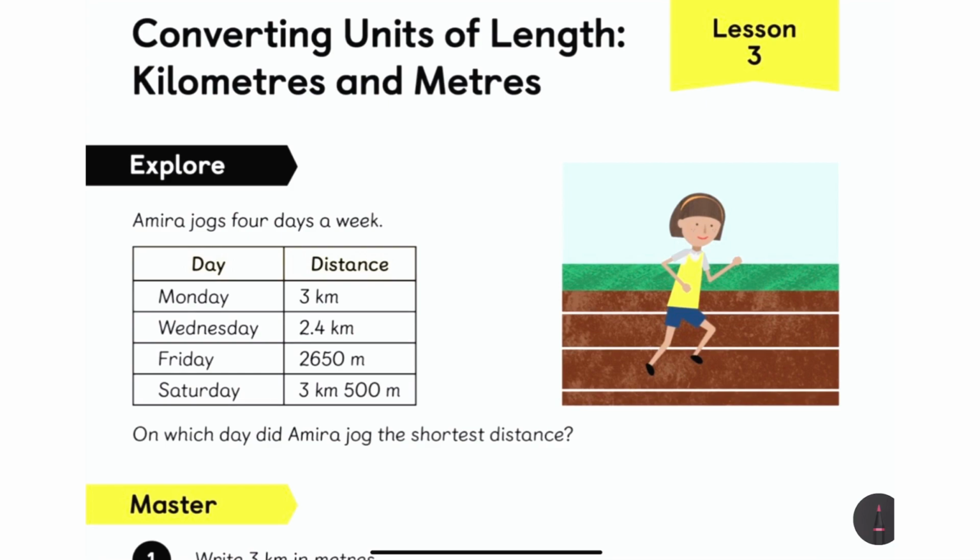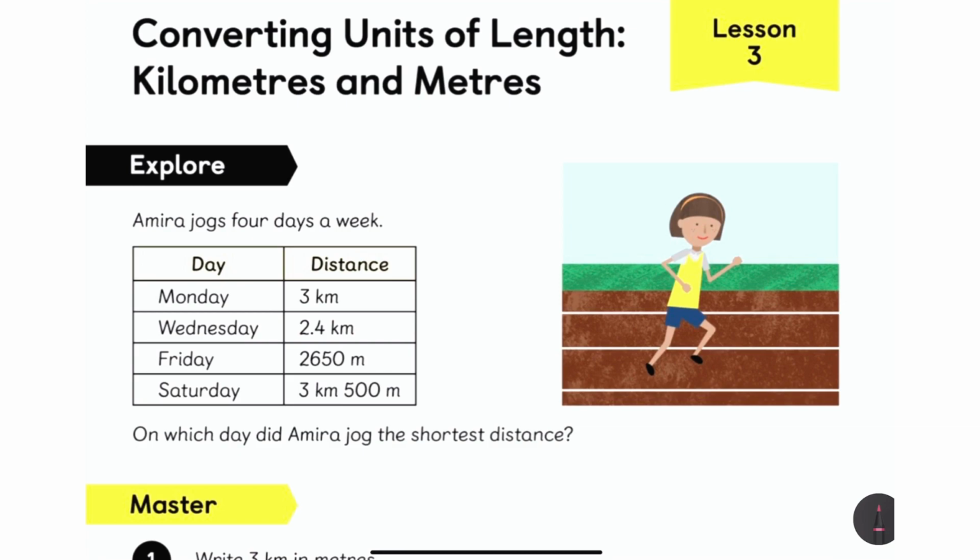We'll be converting units of length. Yes, we are still on the measurements chapter. We'll be converting kilometers and meters today. Just revive your keys: 1 kilometer equals how many meters, or vice versa? I'm sure you have given a thought by now. So let's begin to explore.